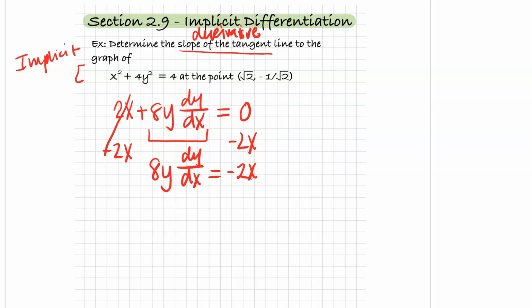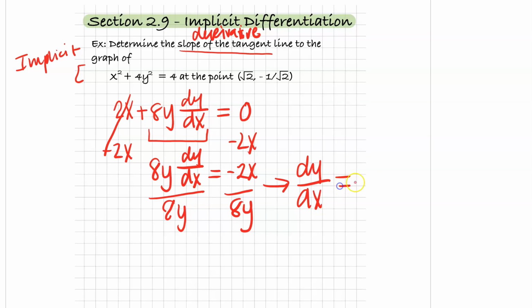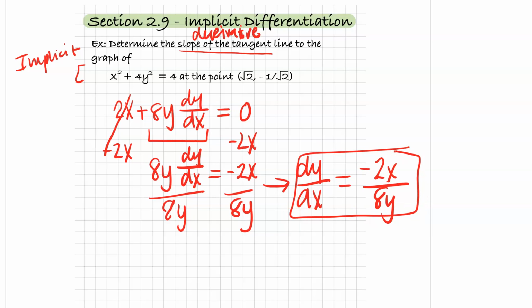And then I'm going to factor out the dy/dx, which there's only one term, so I don't really need to factor, but I do need to solve for it. So I'm going to divide both sides by 8y. So this gives me a result of dy/dx equal to negative 2x over 8y. Now, the fact that I saw slope of a tangent, I thought derivative, I saw y wasn't by itself, I thought implicit. Now I need to go back and see, what am I going to do with all this?